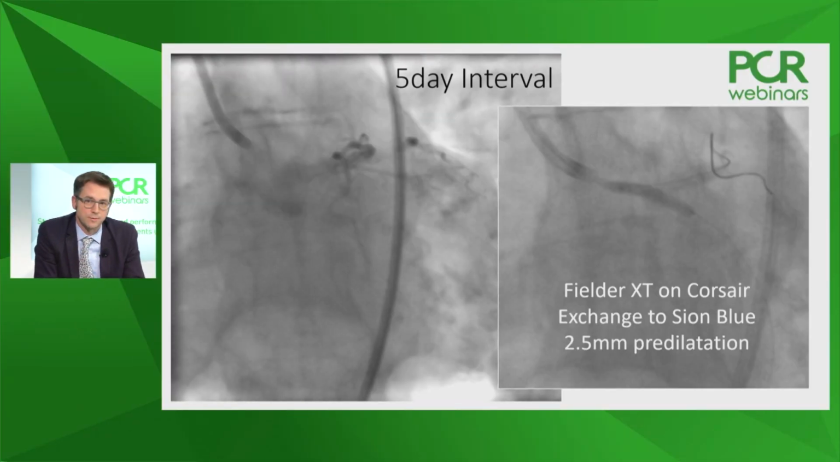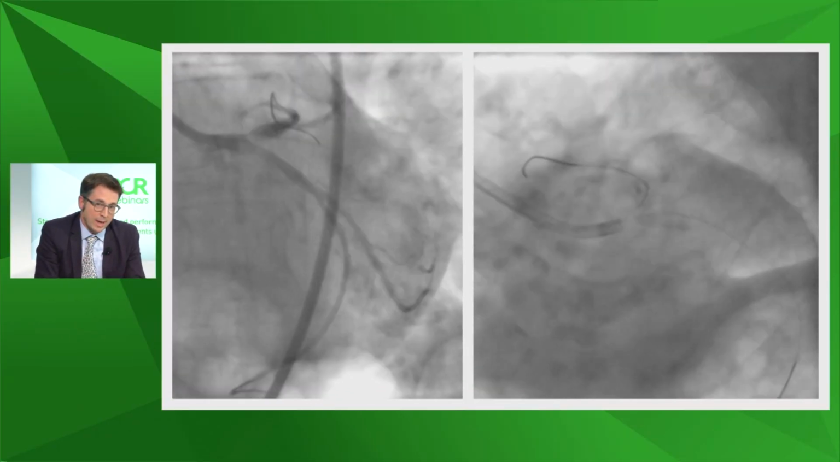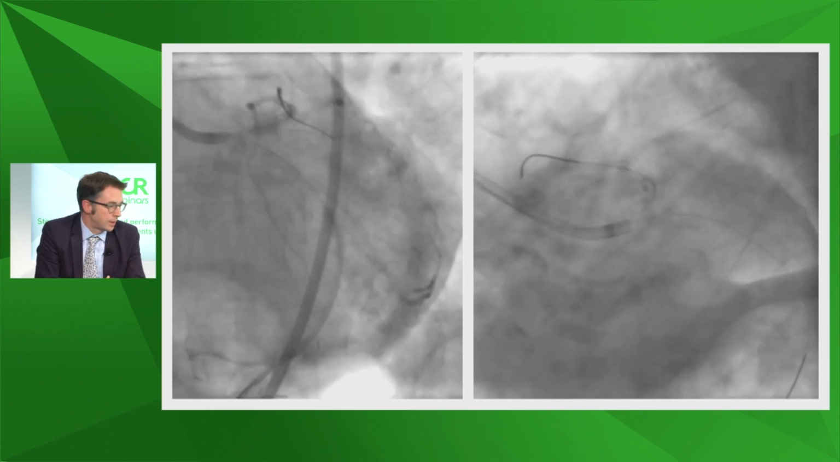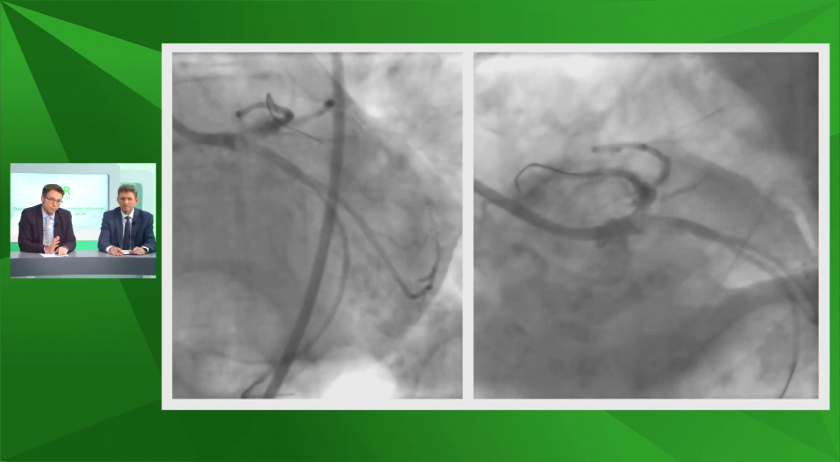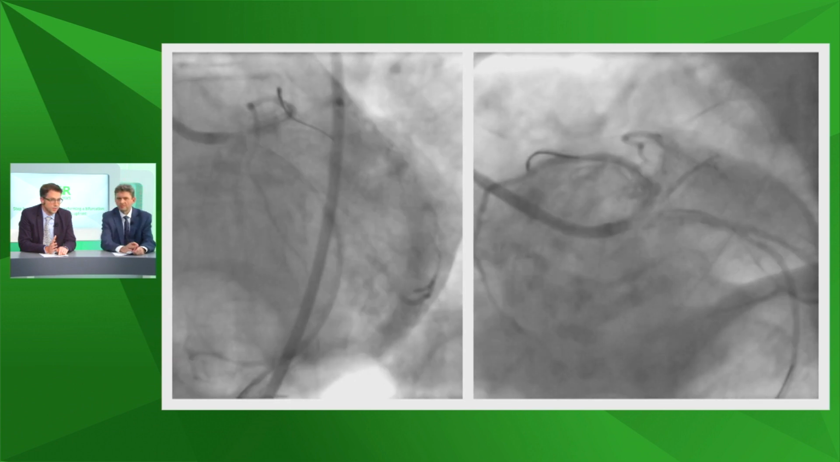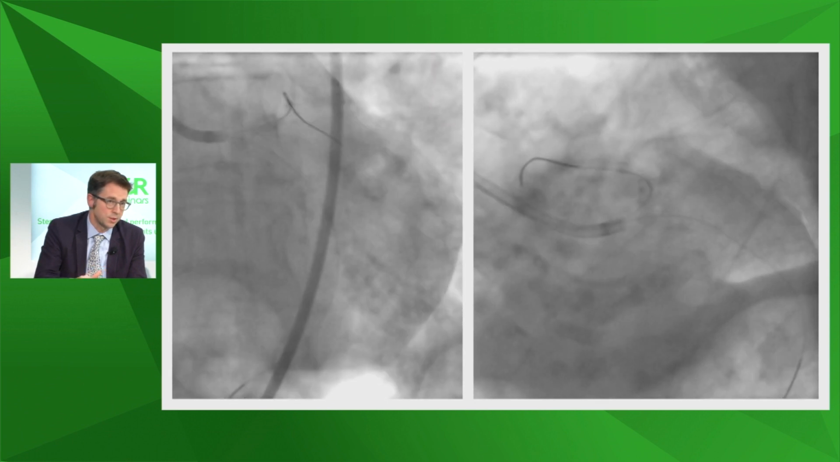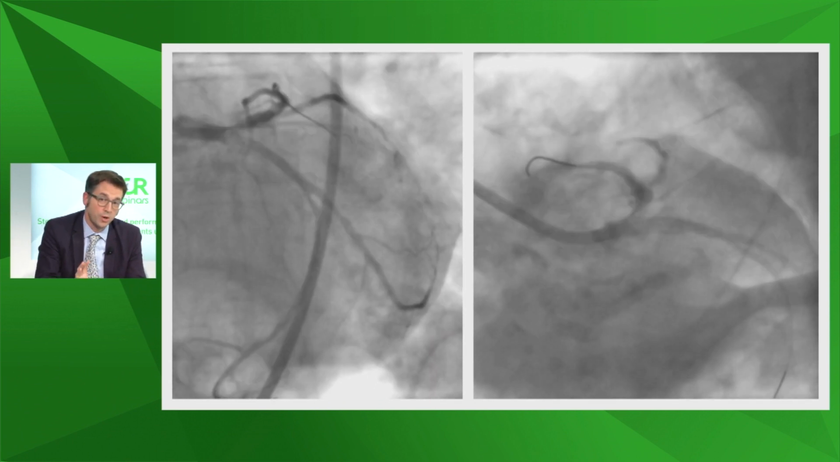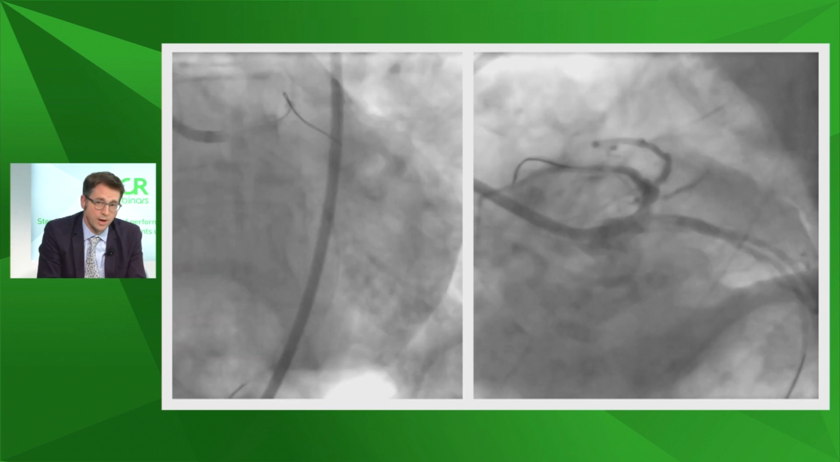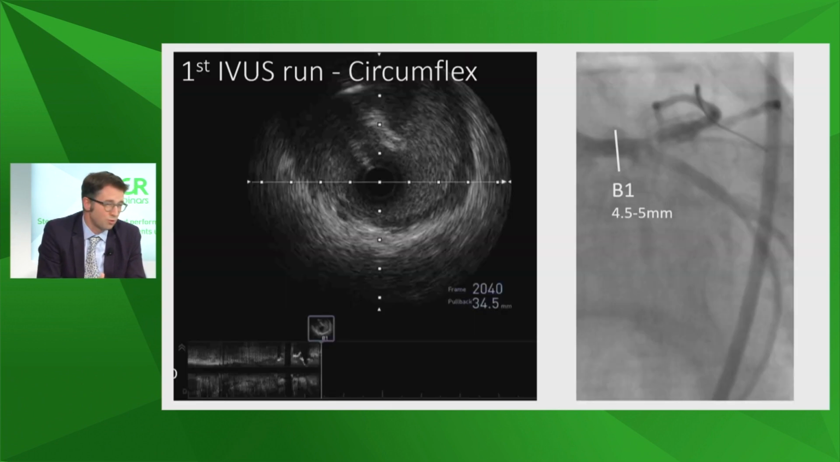You said IVUS guidance must. Yeah, I feel like I'm opening Pandora's box. So here we are. We'll skip over the sweat and tears that were involved in the Fielder XT, Corsair, exchange, pre-dilatation of the circumflex. Almost CTO-like case. We get back to where we were 5 days before, and I think Maciej is absolutely right that before we go any further, we need to understand what we're dealing with. And so for me here, this is where the role of imaging is absolutely clear-cut, because it's all very well, we've made an interpretation of the angiogram, but until we look at the IVUS, we're not really certain.